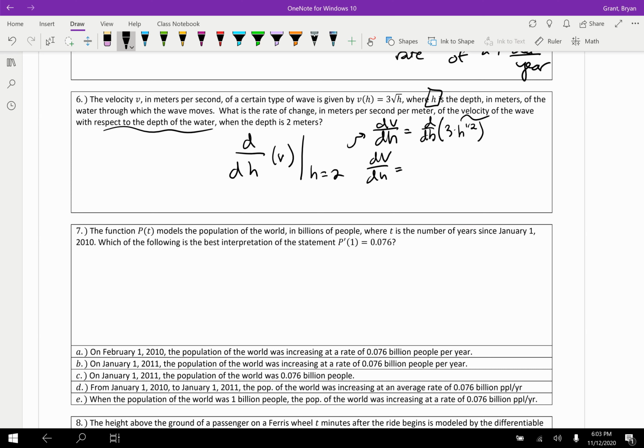dv/dh equals, and then the 3 is a constant, 1/2 comes down, h to the negative 1/2. You could multiply by the derivative of the inside, but because there's a dh, it just becomes 1. And so I think we're looking at 3 over 2 times the square root of h. Let's look at units really quickly. V is on top. V is already in meters per second. And h is the depth in meters. Meters per second per meter.